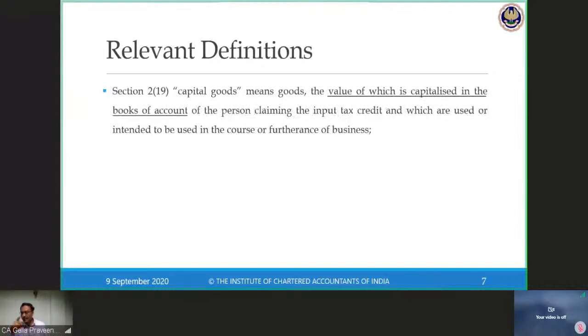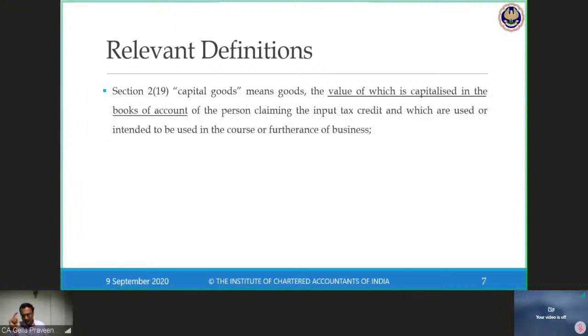Section 2, subsection 19 is very, very important when we migrate from GST laws, erstwhile central excise laws, VAT laws to GST law. Let us read the definition and then we come to this. Capital goods means goods, the value of which is capitalized in the books of accounts of the person claiming the input tax credit and which are used or intended to be used in the course or furtherance of business.